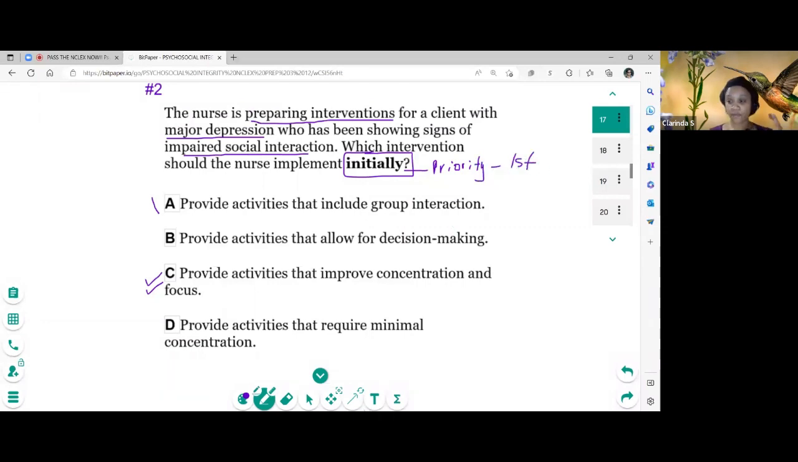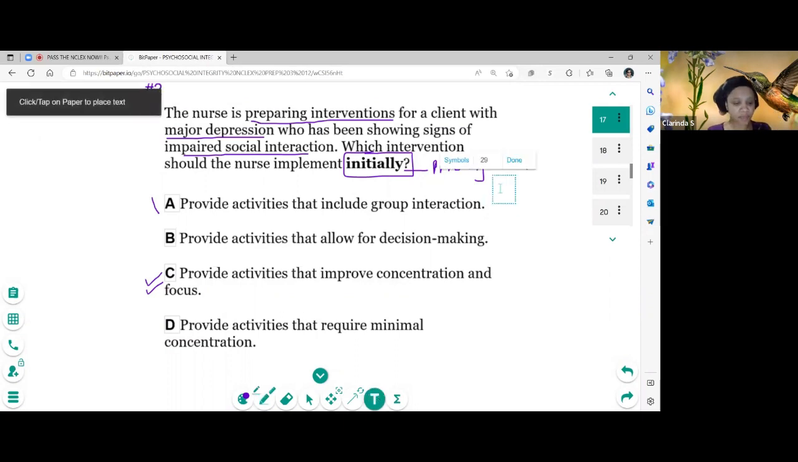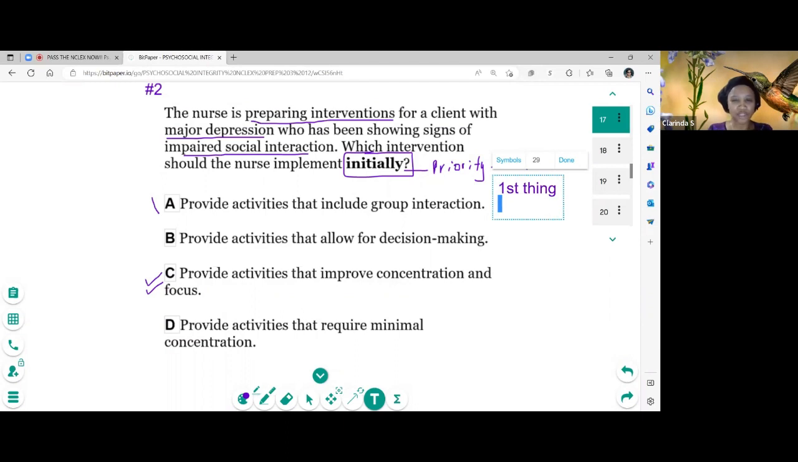So a couple things with priority nursing actions. It may be the first thing. Initially is a little bit different word because it's focusing on priority, the first thing you need to do. You also need to think about the subject or the diagnosis. There's some things that you're going to do early. So initially might mean early in the game, early when they first get there, versus something I would do later as the patient's getting better. So you also want to think about those types of options when you're looking at initially.